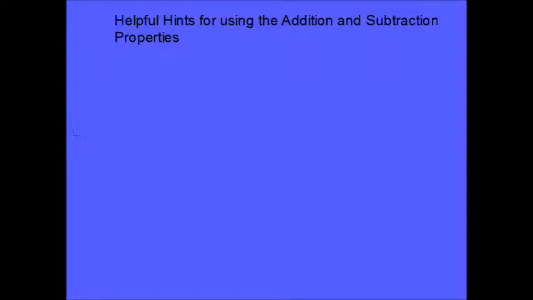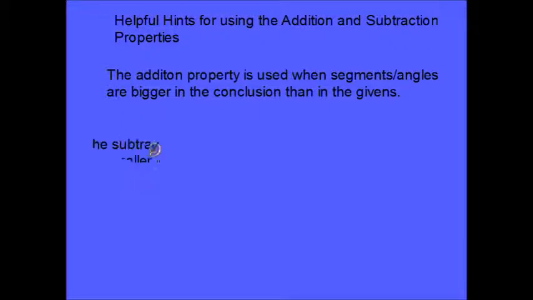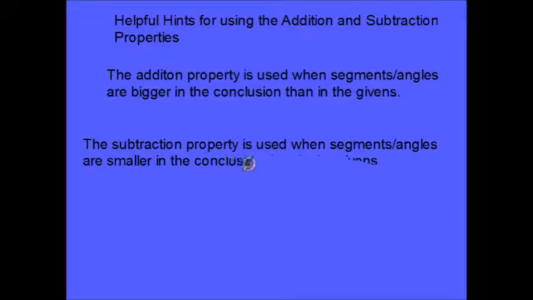So here are some helpful hints for using the addition and subtraction properties. First, the addition property is used when segments or angles are bigger in the conclusion than in the givens. So you're adding things. You start with little pieces, you combine them to make bigger pieces. The subtraction property is used when segments or angles are smaller in the conclusion than in the givens. So you start with big pieces and little pieces and end up with another little piece.